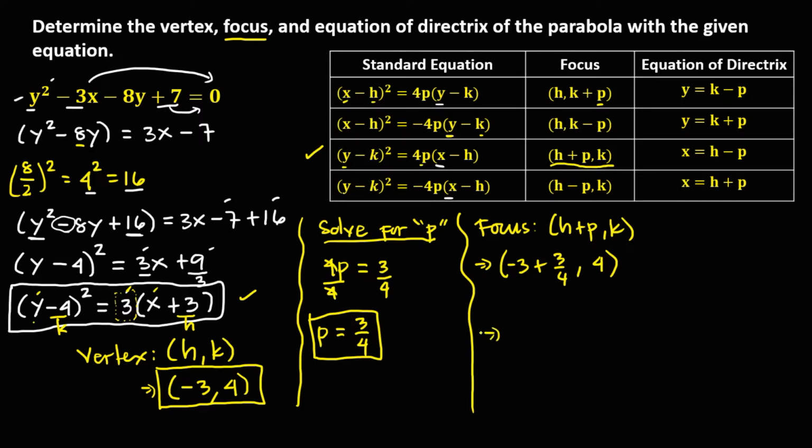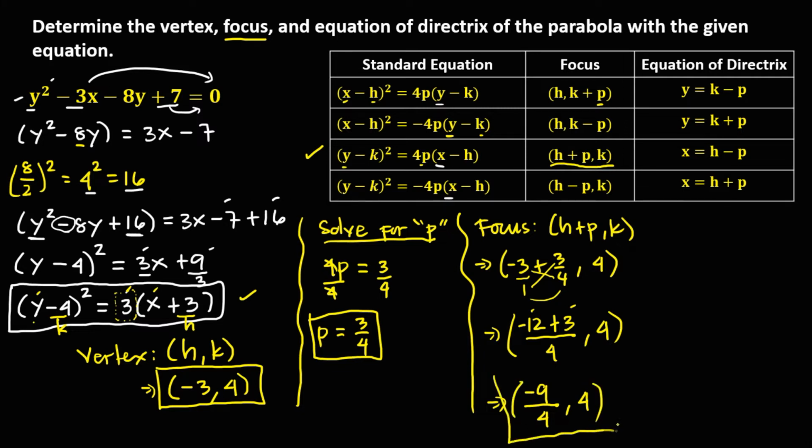Then to simplify, we're going to use the butterfly method. So over 1. So we have negative 3 times 4, that's negative 12. Then plus 1 times 3, that's 3. Then over 1 times 4, that's 4. Then we have positive 4. Then simplify. So this negative 12 plus 3, this one is negative 9 over 4 and positive 4. So this is now the coordinate of the focus.